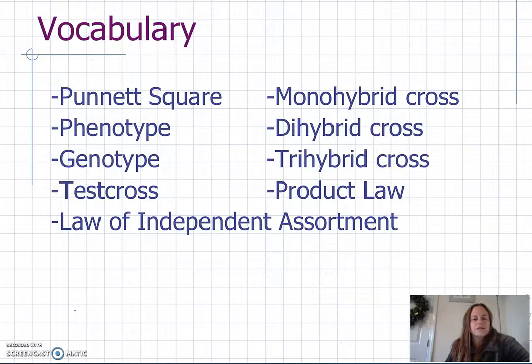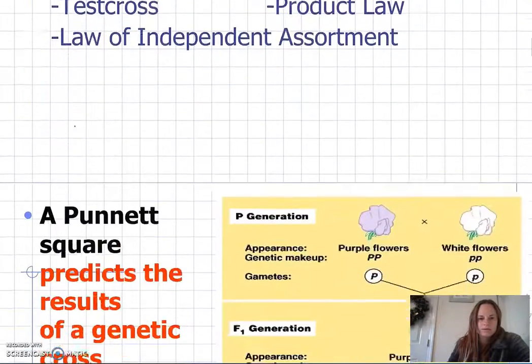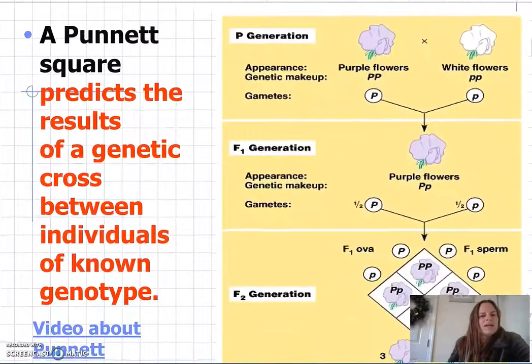Hi guys, Miss Francis here to continue our discussion of Mendelian genetics. Today we're going to focus on Punnett squares. By the end of this video, it's my hope that you know and understand these vocabulary words. So let's jump in. What is a Punnett square?